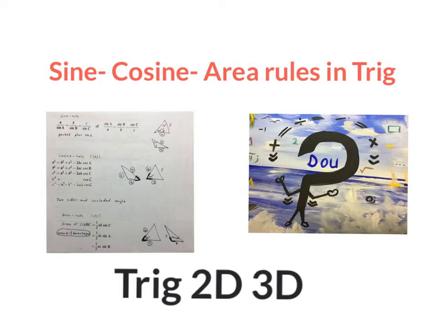Good day. In this video, we're going to show you how the sine, cosine, and area rule works in trigonometry to solve triangles. This will later be used on trig 2D and 3D questions. Just type trig 2D or trig 3D and find questions where this is applied.